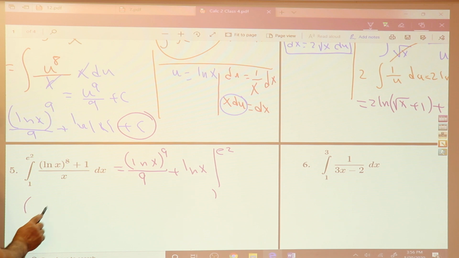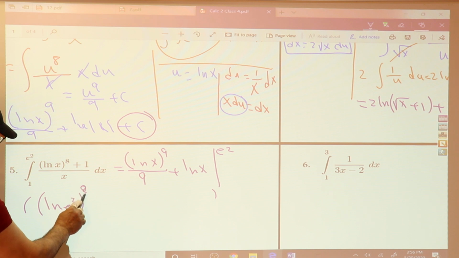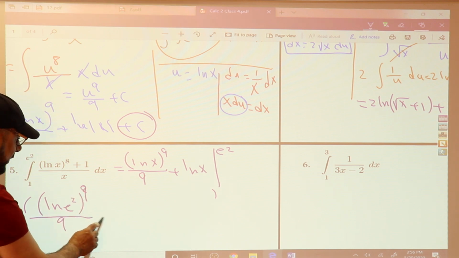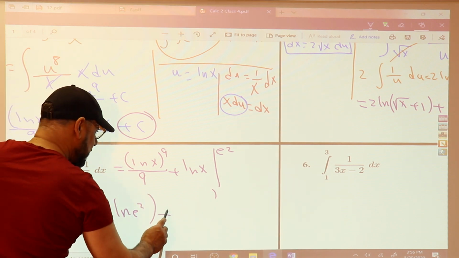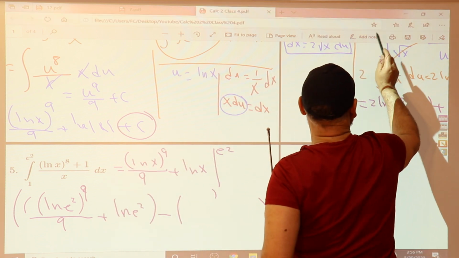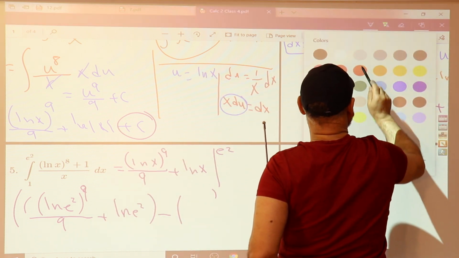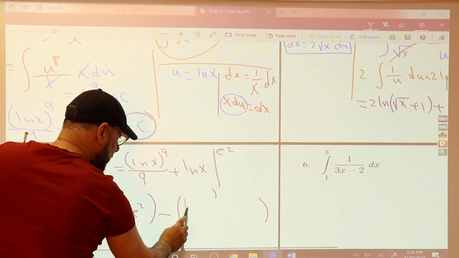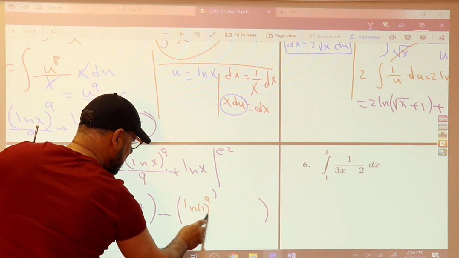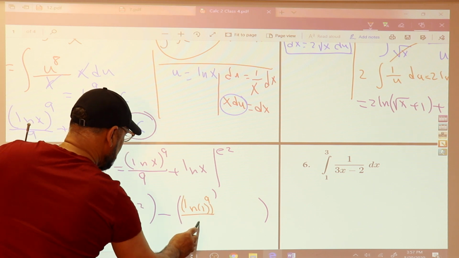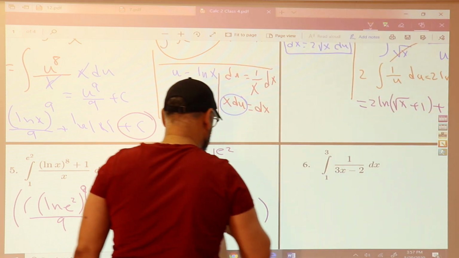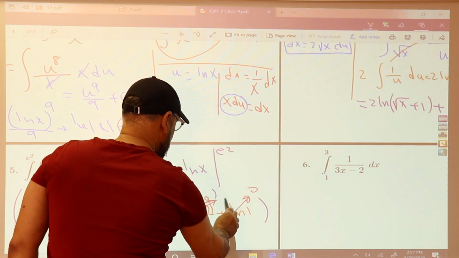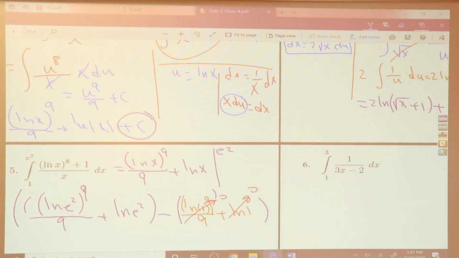Plug in e squared: ln e squared to the 9 over 9 plus ln e squared, minus ln 1 to the 9 over 9 plus ln 1. ln 1, guys, equals what? Everyone knows ln 1 equals 0. ln 1 equals 0. Okay.